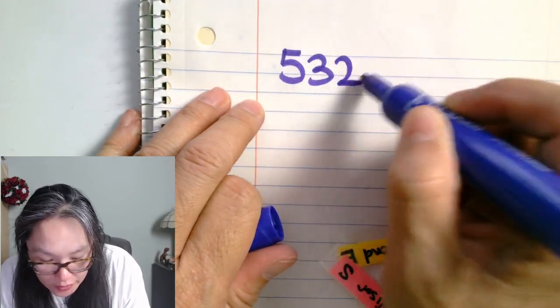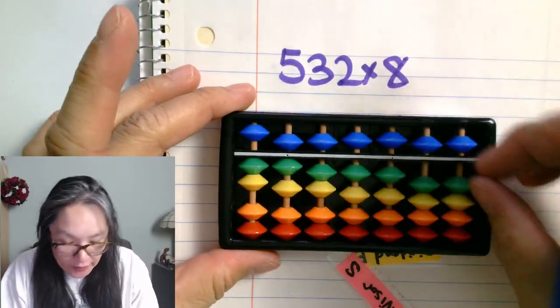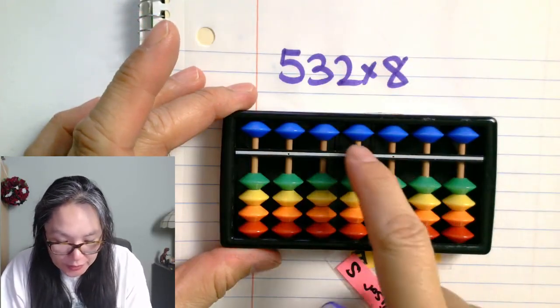5, 3, 2 times that by 8. So the first thing we're gonna do is we're gonna find our starting point. 1, 2, 3, 4.